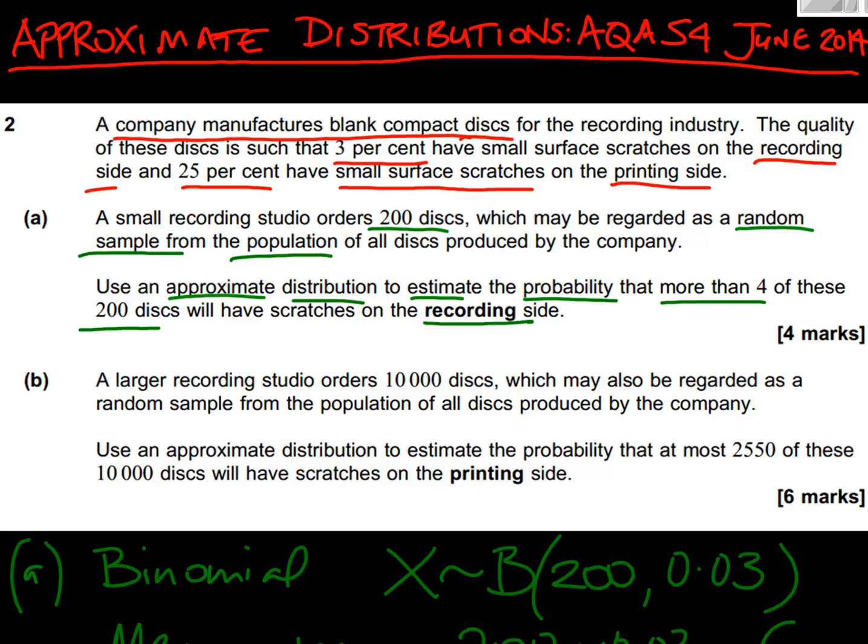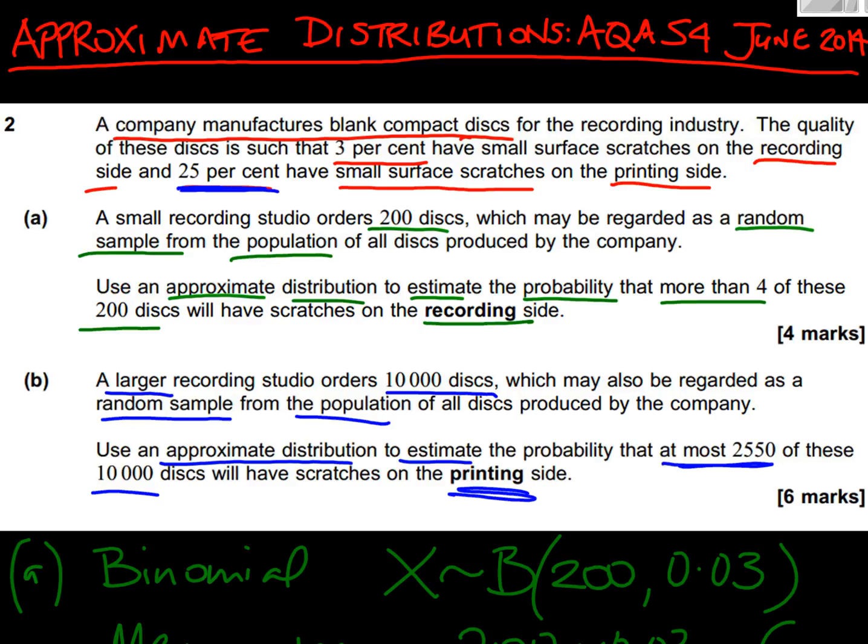Let's have a look at part B. Let's see what they're doing here. A larger recording studio orders 10,000 discs, which may be regarded again as a random sample from the population. Use an approximate distribution to estimate the probability that at most 2,550 of the 10,000 discs will be scratched on the printing side. And remember, they gave us a probability for a scratch on the printing side. That's much higher at 25%.